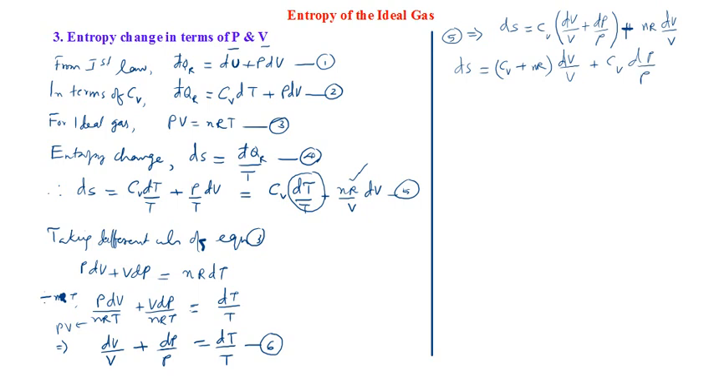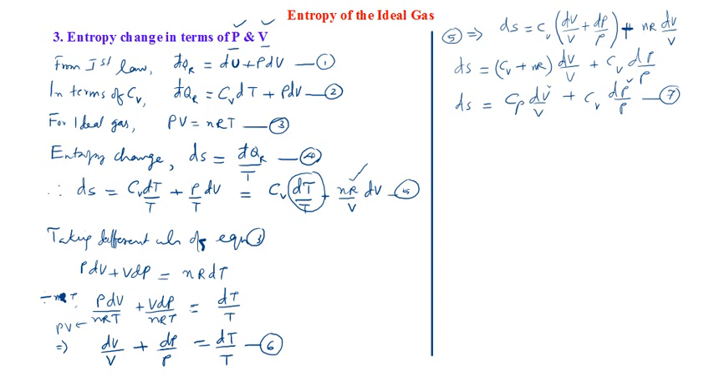And what is Cv plus nR? That is Cp. So it's further equal to Cp into dV by V plus Cv into dP by P. That is ds. So that is a major intermediate equation. Let me call it equation number 7. Now it's straightforward. Why? Because our aim is to get the equation in terms of P and V. Here you can see that V comes here, P comes here, nothing else is there. So now it's a readily integrable form and you can obtain that.